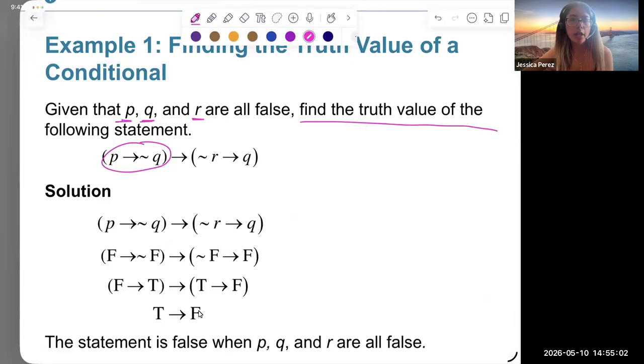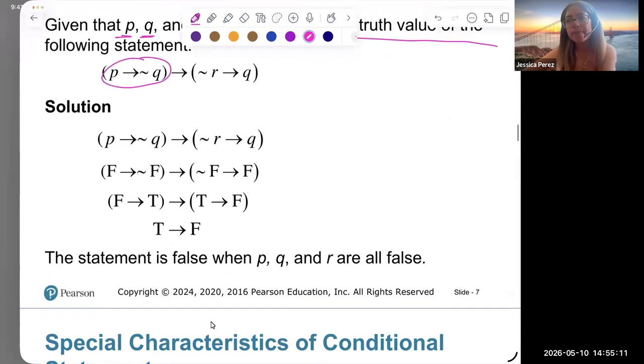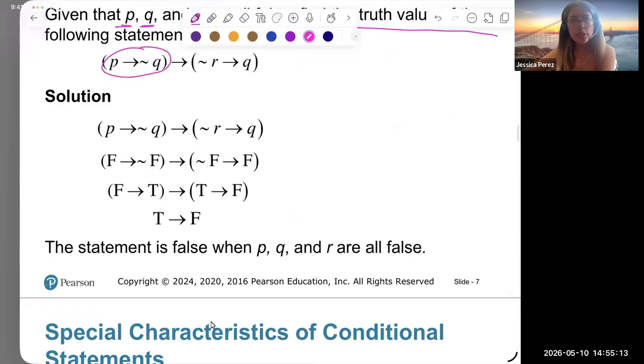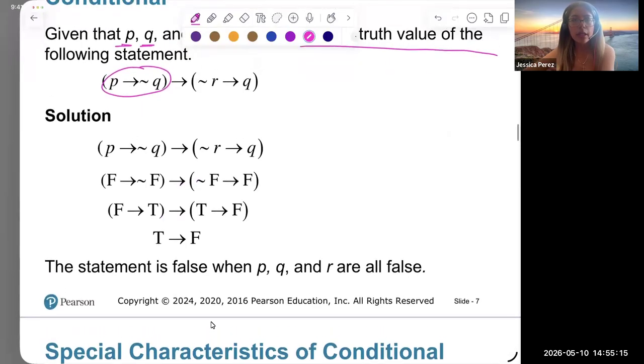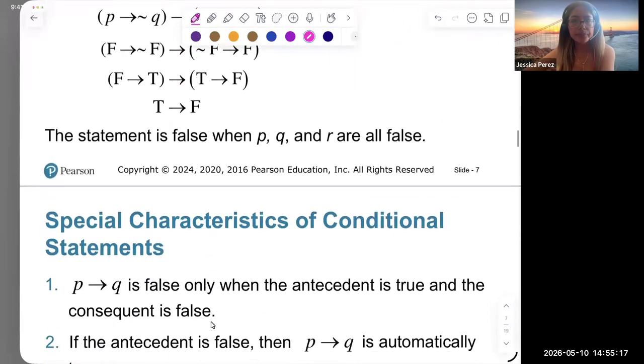Again, F implies T is a T. T implies F is an F. So T implies F, that would be false. And that would be our solution when we are doing these types of values.